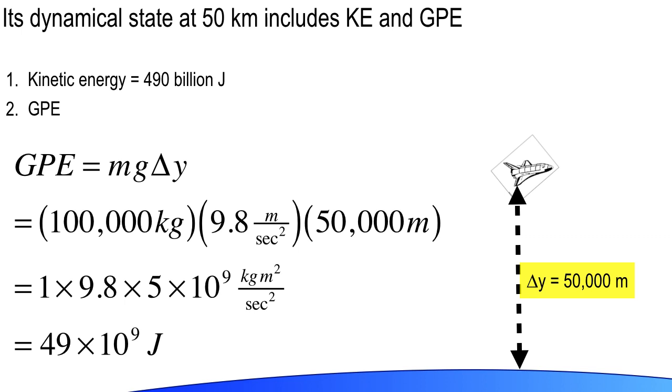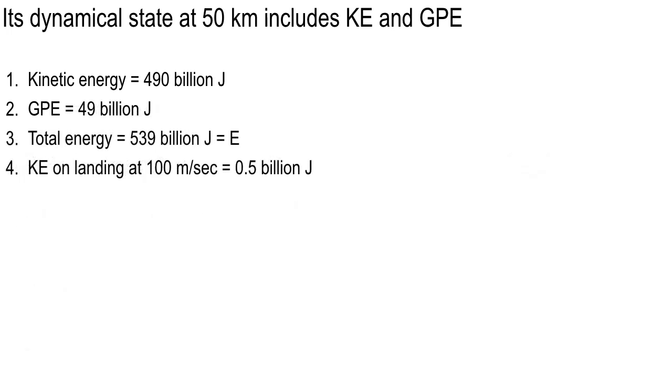So when that Air Force plane snapped that infrared image, false color, it had 490 billion joules of kinetic, and it still had 49 billion possible to gain if it doesn't dissipate it as heat. Now, you can work out this last one. On the landing strip, it's going to be 100 meters per second, and that's half a billion joules. So you've got to dissipate, and here's the calculation for that.